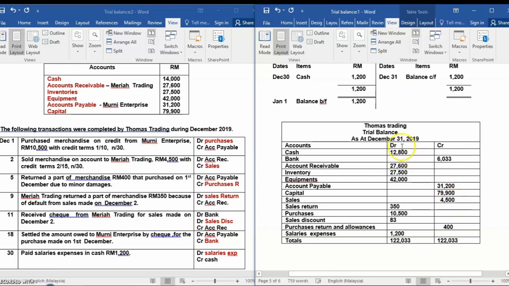So you take all the amounts from the balance brought forward and you record them in the trial balance, and at the end you got the debit side equals the credit side. So the amount for the debit side, 122,033, equals the credit side, 122,033.